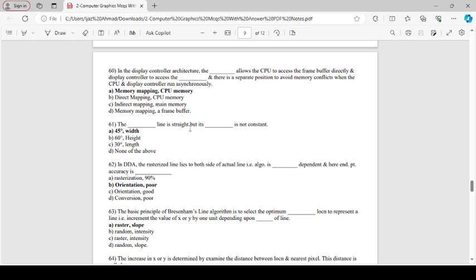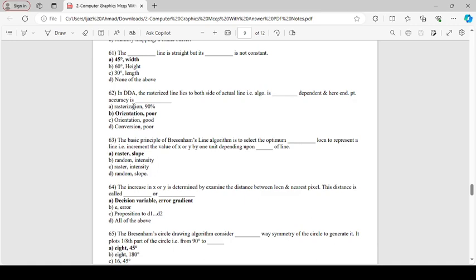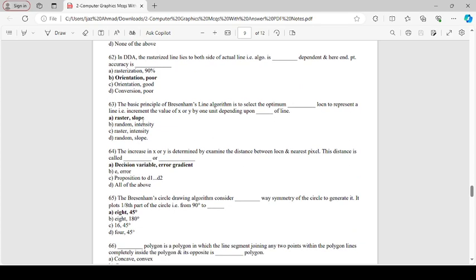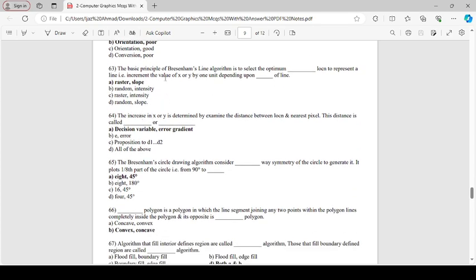The 45 degree line is straight, but its width is not constant. In DDA, the rasterized line lies to both sides of the actual line, and the line is orientation dependent, and its end accuracy is poor.